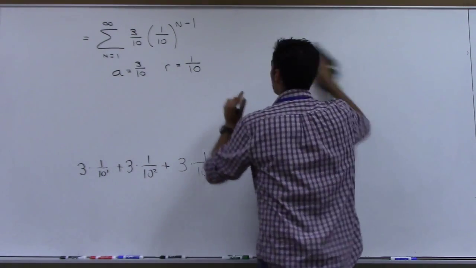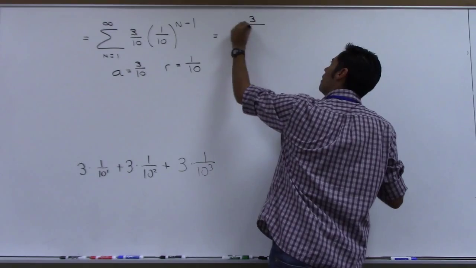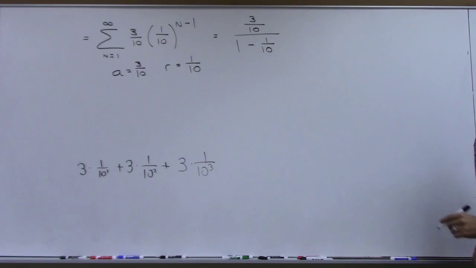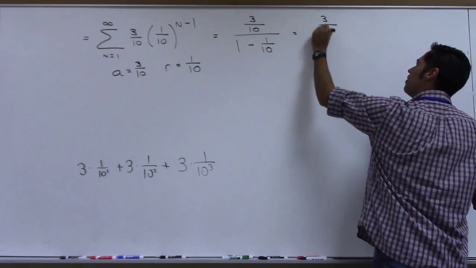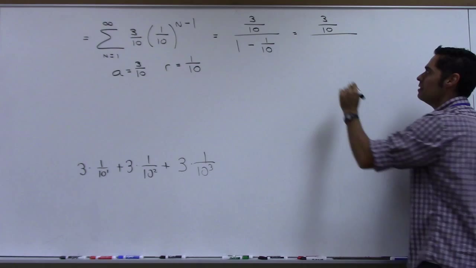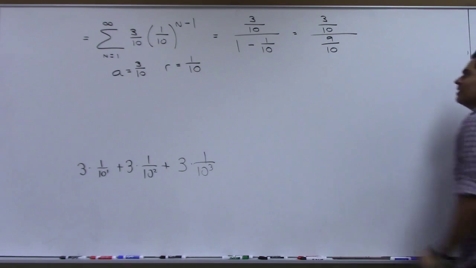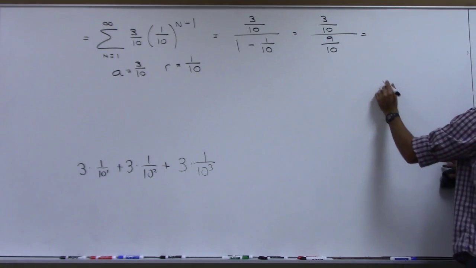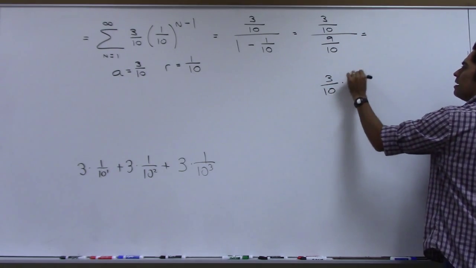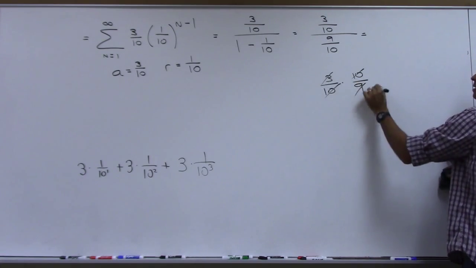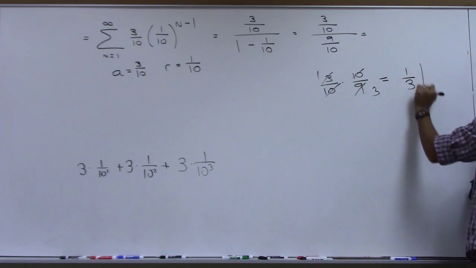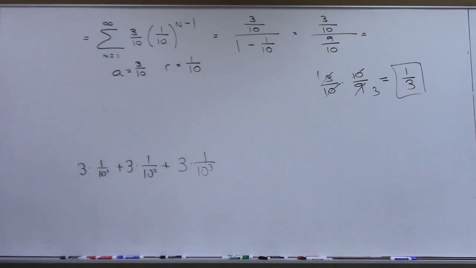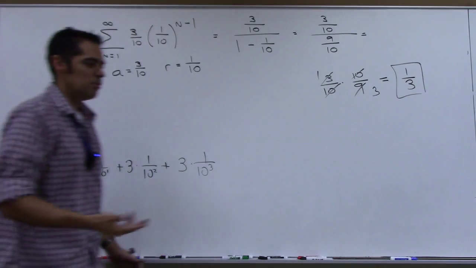What's it going to converge to? That's going to converge to a over 1 minus a tenth, which is 3/10 over 9/10, right? And when you flip it, it becomes 3/10 times 10/9, 1/3. Okay. All right. Now that's not very impressive. We all knew 0.333 forever was 1/3, right?